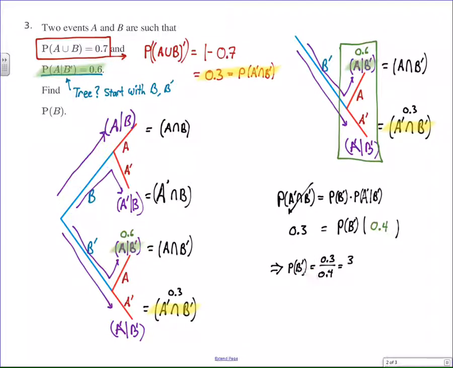We just divide both sides by 0.4, and we get that the probability of not B is 3/4. And going back to our original tree, if this is a 3/4 chance to not happen, then we have a 1/4 chance of happening, and therefore probability of B is 1/4.